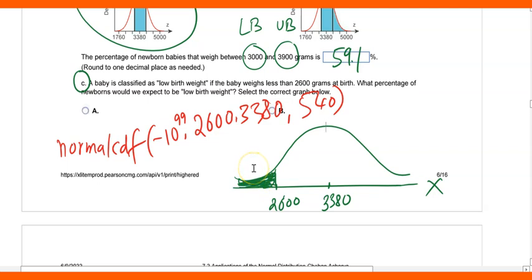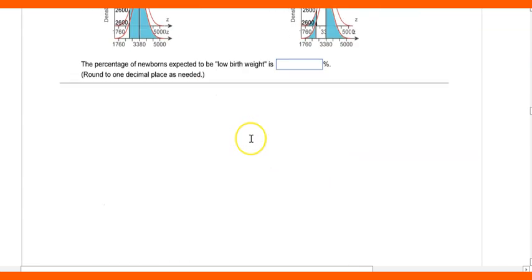Then you get the percentage, which is going to be 7.4%. Okay, therefore this area is 7.4%. In other words, 7.4% of babies have low birth weight. Okay, makes sense? 7.4% of babies have low birth weight.